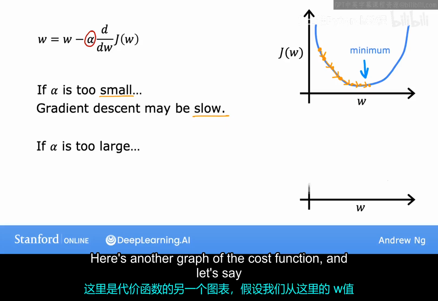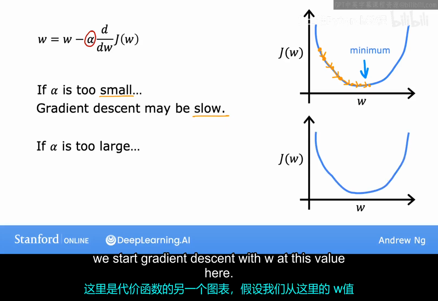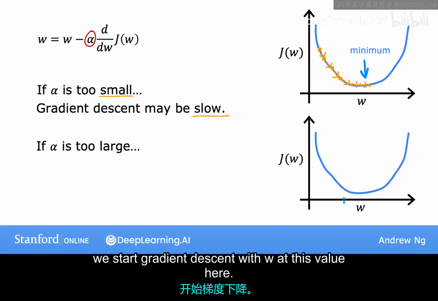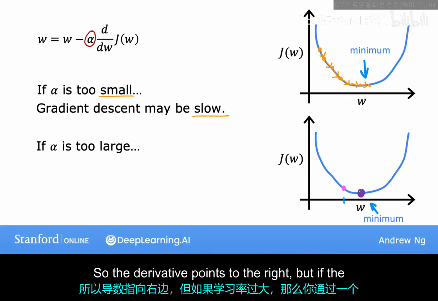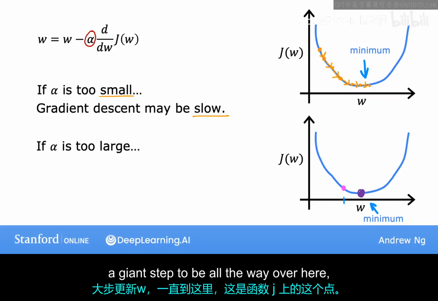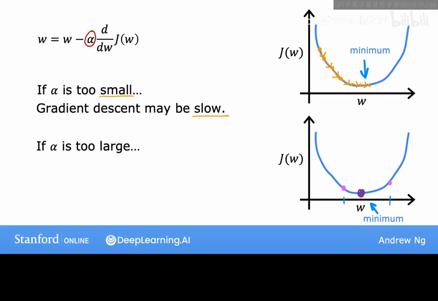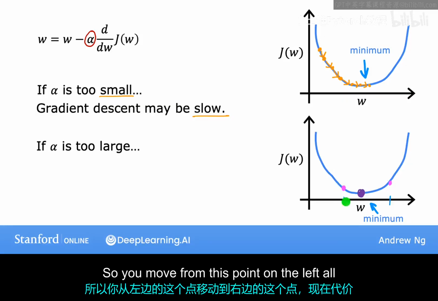Here's another graph of the cost function. And let's say we start gradient descent with W at this value here. So it's actually already pretty close to the minimum. So the derivative points to the right, but if the learning rate is too large, then you update W via a giant step to be all the way over here. And that's this point here on the function J. So you move from this point on the left all the way to this point on the right.